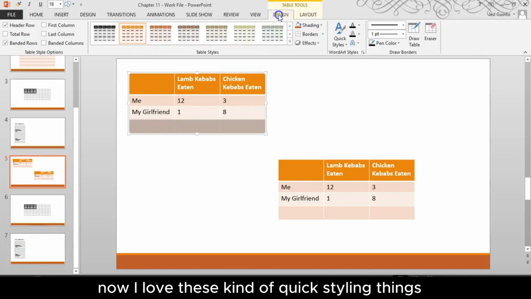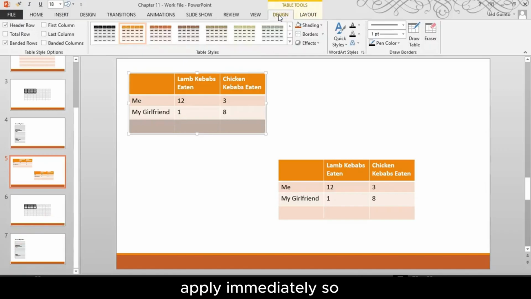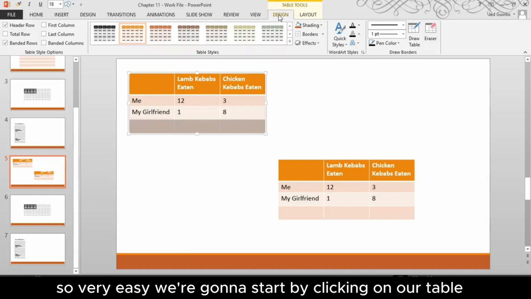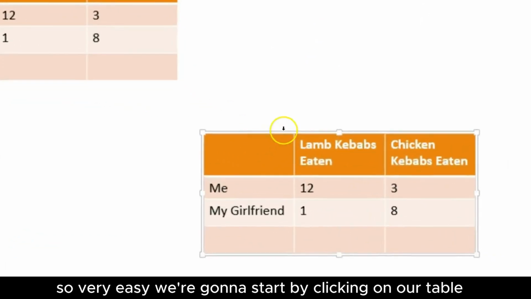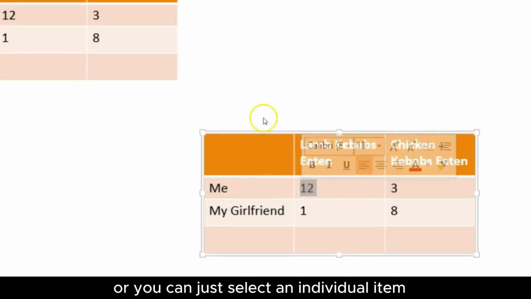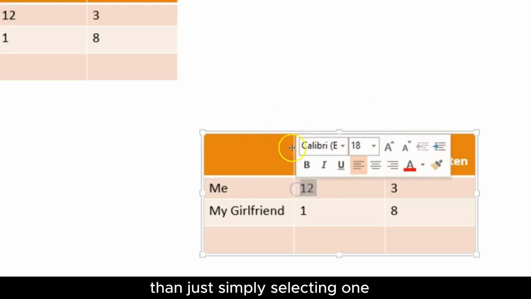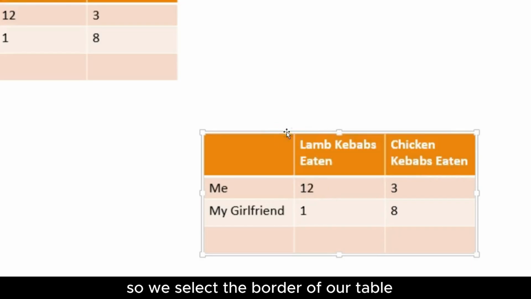Now, I love these kinds of quick styling things because they're like preset formats that you can apply immediately. So you don't have to be fiddling around with the shades and the colors and all that. You just pick one you like and maybe modify it if you need to. So very easy. We're going to start by clicking on our table. You have a number of options. You can either select the whole table and apply the text formatting to that, or you can just select an individual item. We're going to do the whole table just because that's a little bit more complex than simply selecting one. So we select the border of our table.